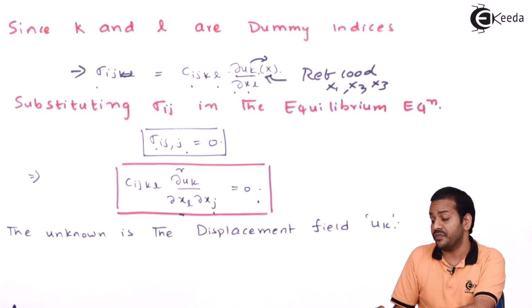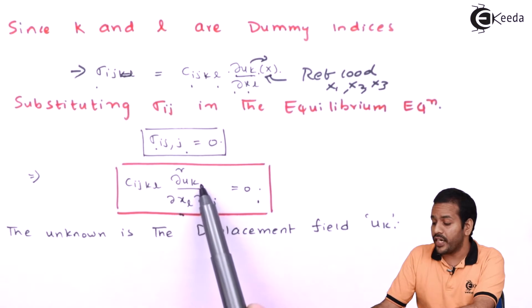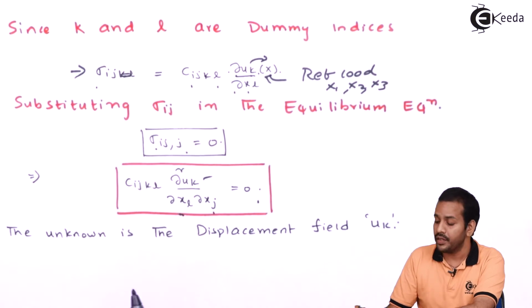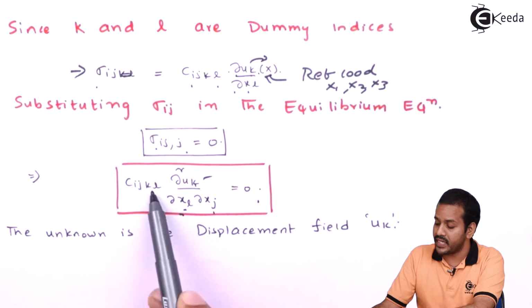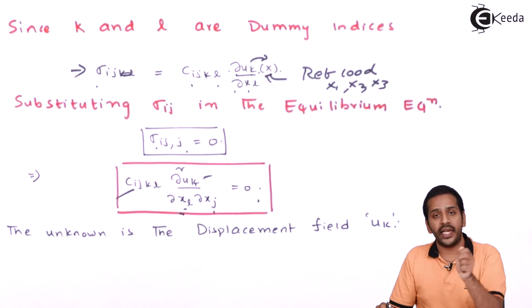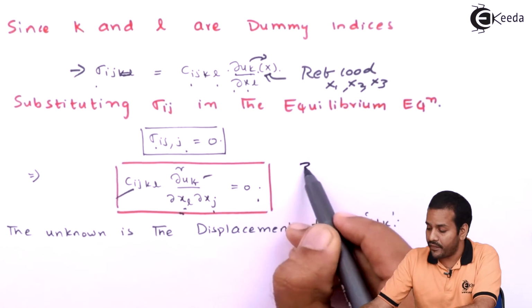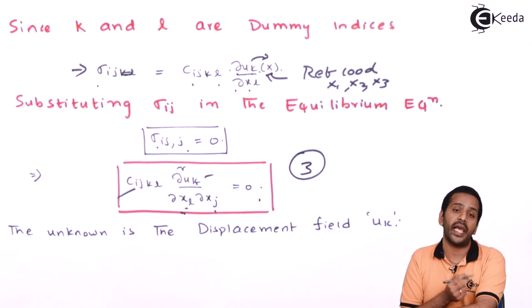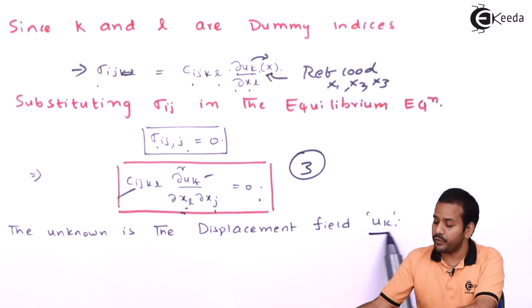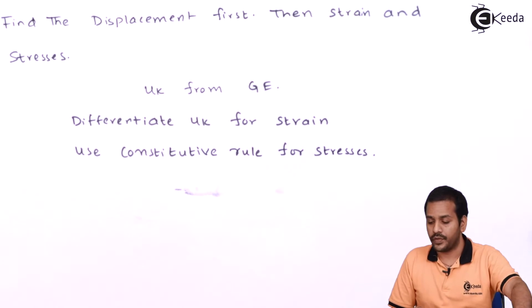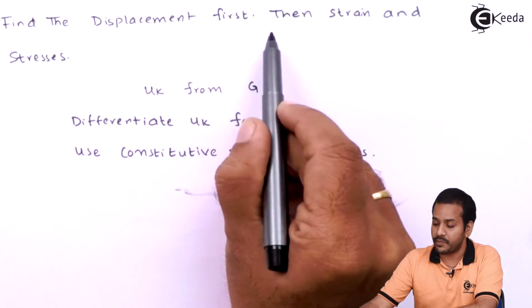It's a second order PDE, where we need to calculate the displacements. And if you see this, how many free indices do we have here? Here k is repeated, l is repeated, j is repeated. We have only one free index, that is i. So i runs from 1 to 3. So this gives 3 equations with 3 unknowns. What are the 3 unknowns? The 3 displacements, u1, u2 and u3. So the unknown is the displacement field u_k. That is the displacement field we want to find out. So from this expression, find the displacement first.